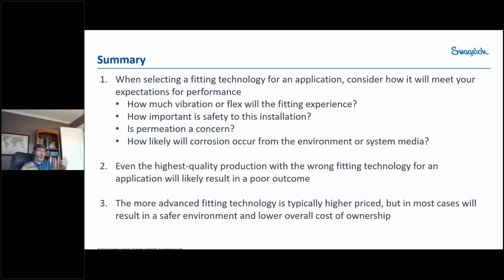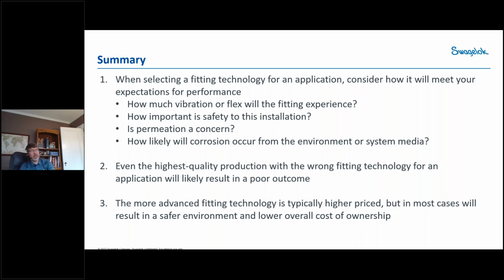Is it simply an air line or a water line where some permeation can be accepted, or is this something that is high pressure and corrosive gas and safety concern? How important is permeation, to eliminate permeation, I should say, right? Is an O-ring going to cause permeation and a safety concern to people around that fitting, or is permeation not really a concern? Always keep that in mind when determining what fitting technology to use.